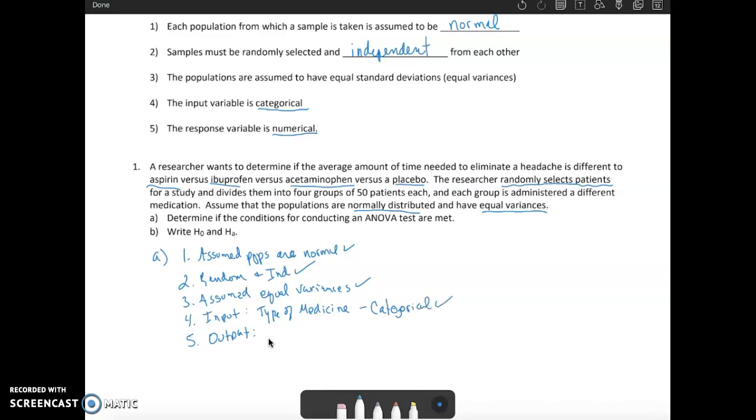Okay. And the output, what are we checking out about this type of medicine? We're checking out the average time to eliminate a headache. To eliminate a headache. So that is numerical. So we do hit all of these conditions. So all the conditions are met. We can set up an ANOVA test for this.